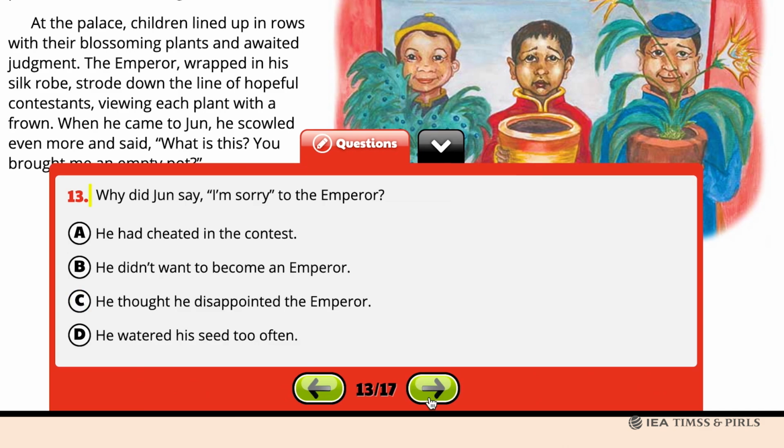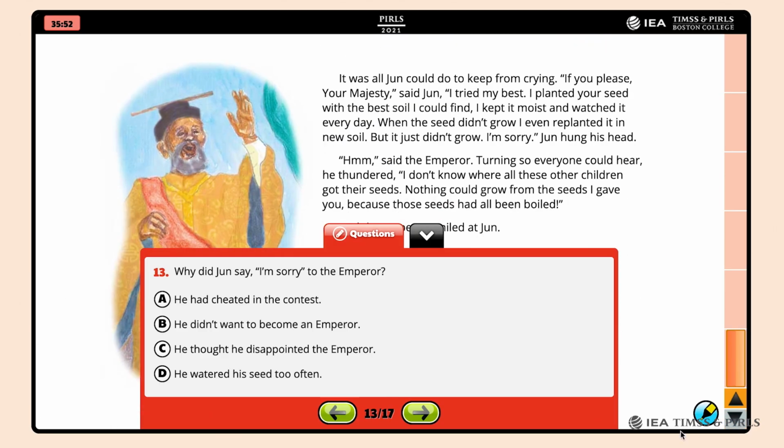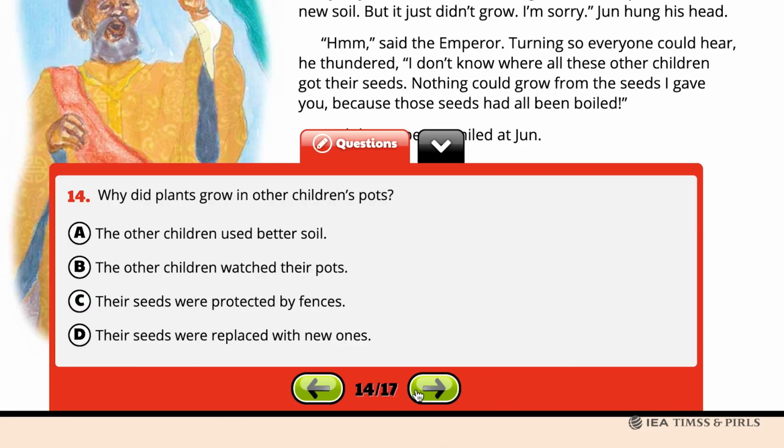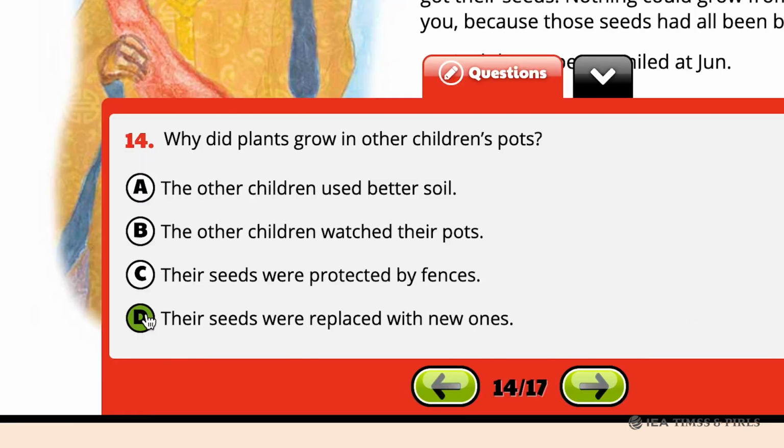Question 13 asks, why did Jun say, I'm sorry, to the emperor? The correct answer is option C. He thought he disappointed the emperor. To answer question 14, why did plants grow in other children's pots? Students recognized that their seeds were replaced with new ones, option D.